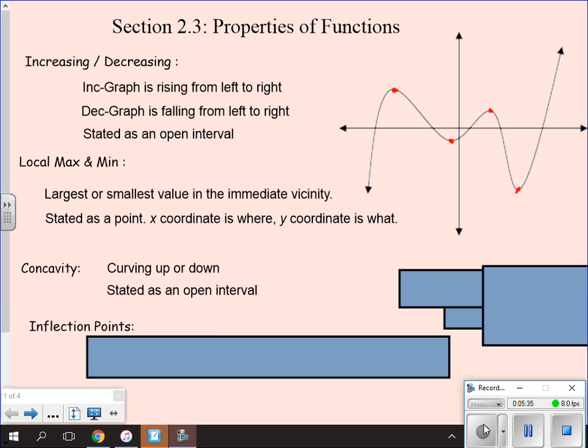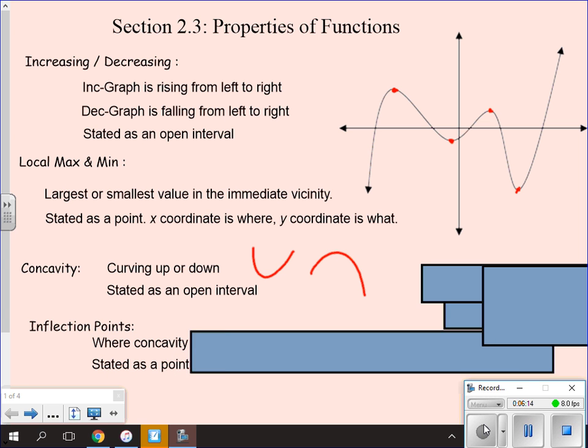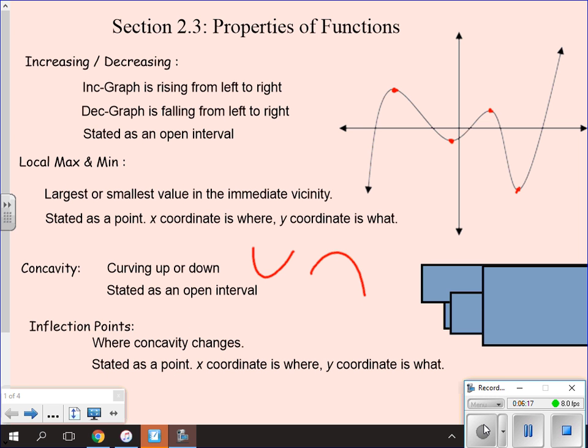Concavity. Curving up or curving down. Concave up, concave down. So you remember the direction of the concavity: concave up is like a smiley face, concave down is like a frowny face. Concavity is the way it curves. It doesn't have to be an obvious concavity. It just has to have a little bit of a curve up or a little bit of a curve down. And inflection points are where it changes concavity.